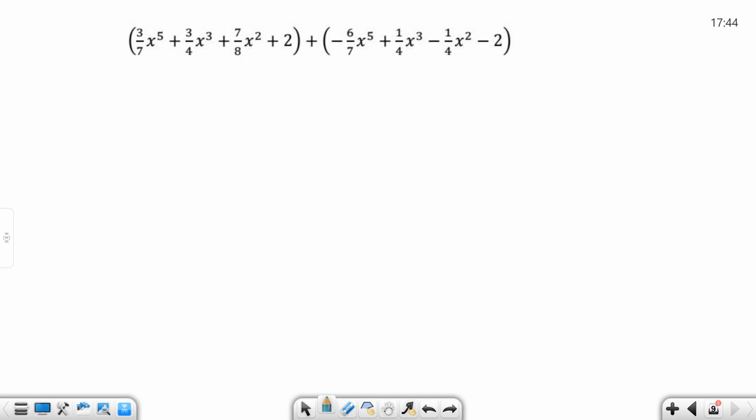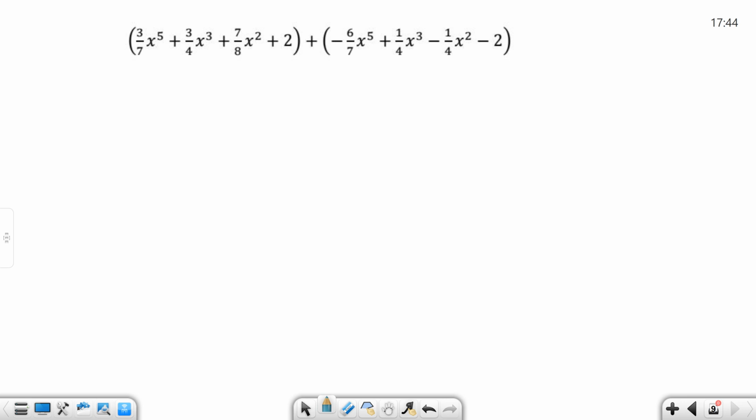Are these two things built the same? Well, we have x to the fifth, we have x to the third, we have x squared, and then we have something without any x's on it. So those things are identical in the way they are built. They are built the same. Now look, they may have fractions as coefficients, and that may freak you out and scare you. Just stay calm, breathe. It's going to be okay.